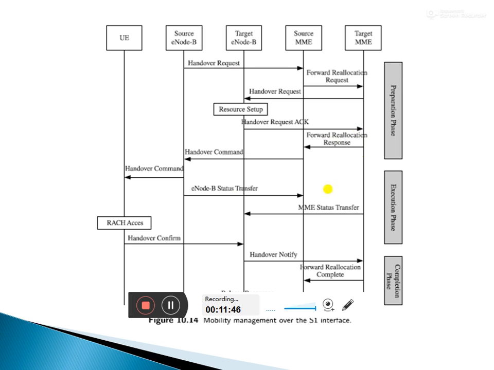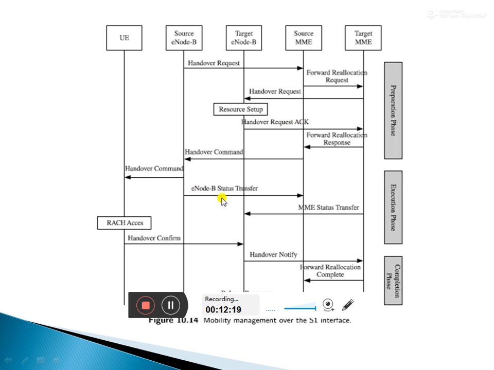Okay, no problem. So at that time the forward relocation response means the source MME is ready. Whatever resources are required, we are ready to send. The handover command is sent to the source eNode B. After sending this, the execution phase will start. The handover command is sent to the user equipment, and this equipment will be identified. So what type of process will be going on?